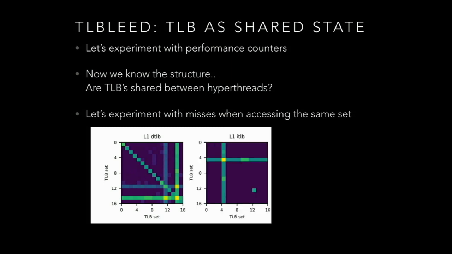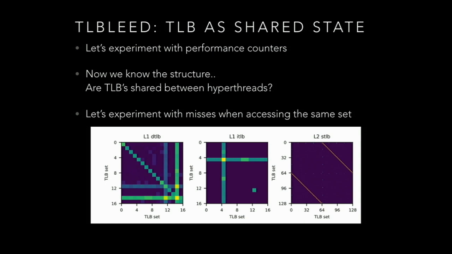Not so for the ITLB. We find that the ITLB, which stores instruction accesses, is partitioned between these two threads. So it's not shared. So we cannot see any code activity from the other thread, which is a shame because that's a very powerful source of information.